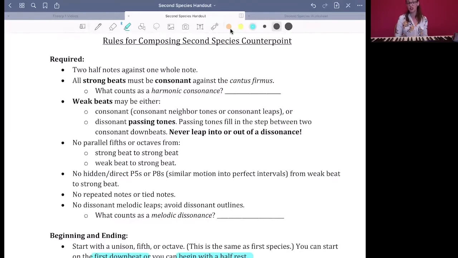If you come up with questions while you're doing the homework, jot them down and we will go over them in class on Wednesday, and we'll introduce you to your last species for our counterpoint unit.